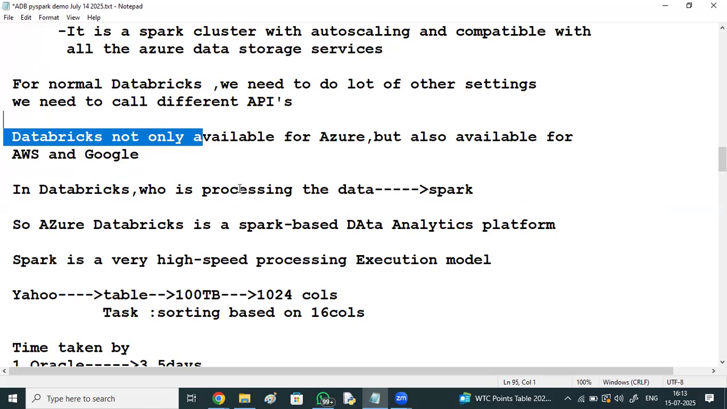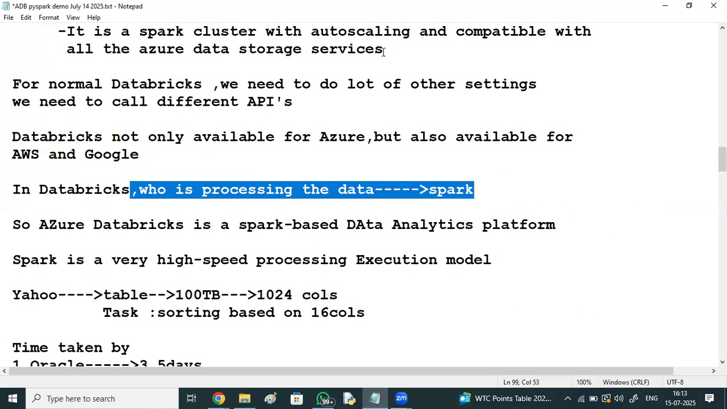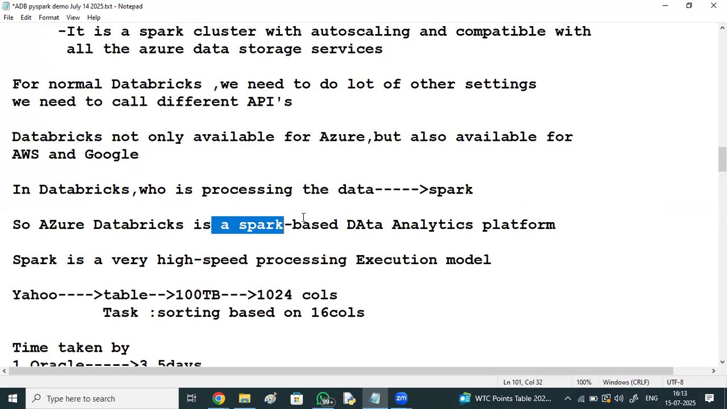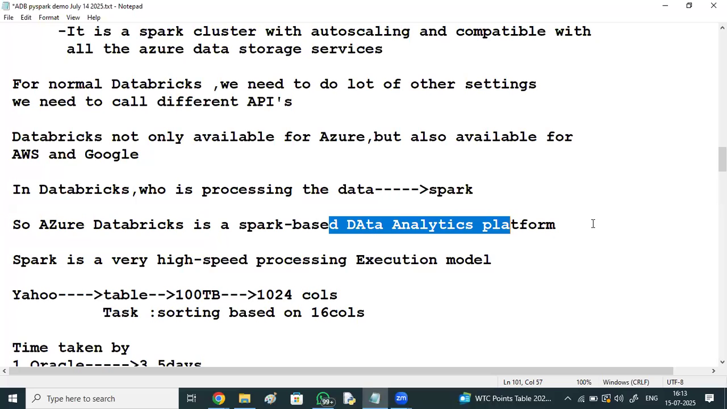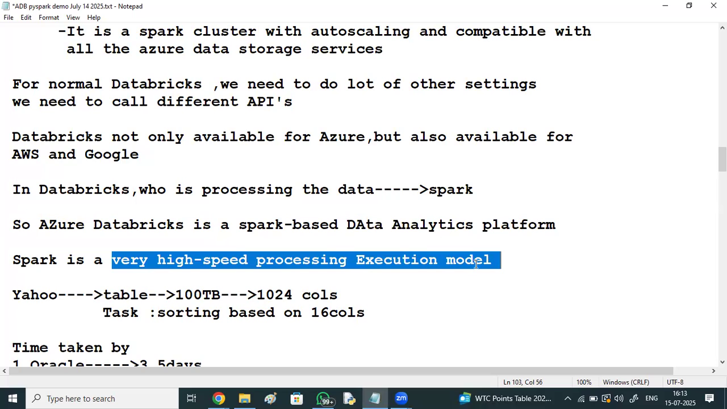In Databricks, who is processing the data? Spark. So Azure Databricks is a Spark-based data analytics platform. It's a very high-speed processing execution model, as I said.